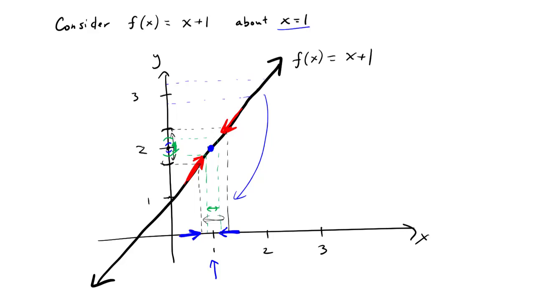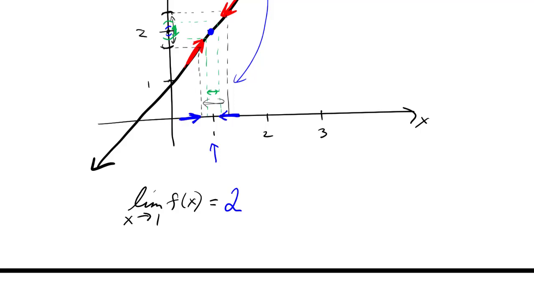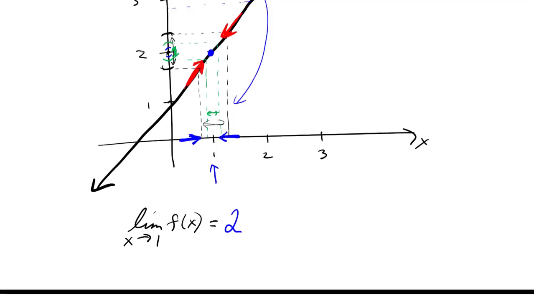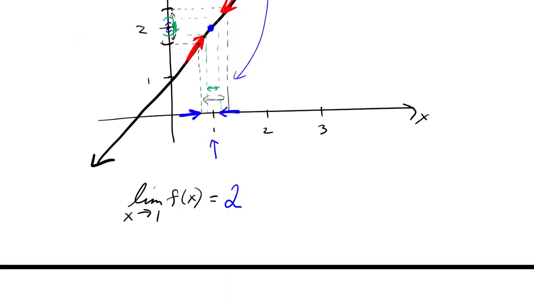Okay, so we just looked at this example here of x plus 1 and saw that the limit as x approaches 1 of f of x is 2. Now, many of you may be thinking, okay, but the function was x plus 1. Of course, if I get to x of 1 and I add 1 to 1, that's 2. But that's not exactly what's going on here.